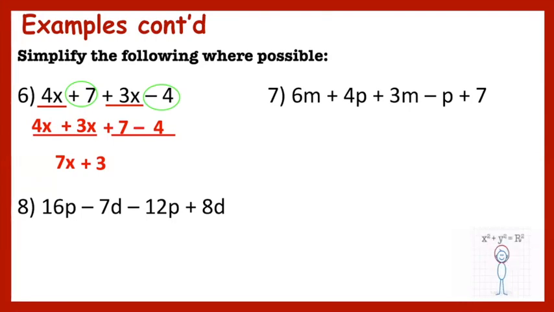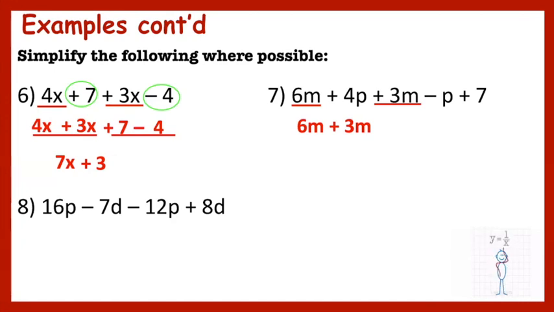I'm going to give you a minute to answer number 7. Okay, we ready? Ready to start? Let's go. Number 7 says 6m plus 4p plus 3m minus p plus 7. So what are we first going to do? We're going to first put all the like terms together. Our first term is 6m, so we're going to bring down 6m. And we have plus 3m, remember, it has to go with the sign in front of it. So our first expression is going to be 6m plus 3m.